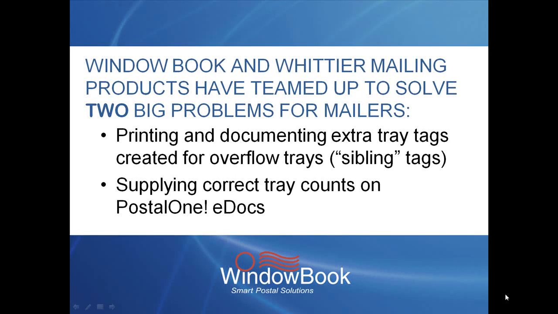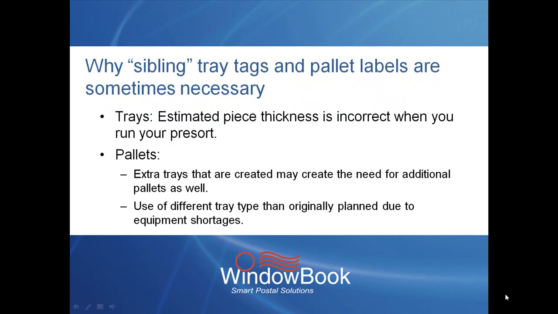Full-service mailers must not only print a tray tag for those trays, but also include them in their Mail.dat files as siblings to comply with full-service requirements. Printing the extra tags can be inconvenient, and getting that data into Mail.dat files can be even more time-consuming. Even if you're not yet mailing under full service, if you don't document these trays in your eDocs, PostalOne statements will have incorrect tray counts, which may lead to problems getting your mail verified.